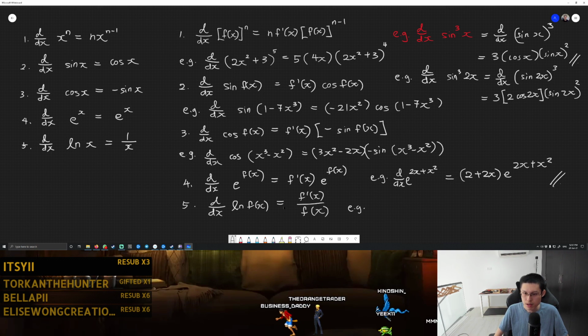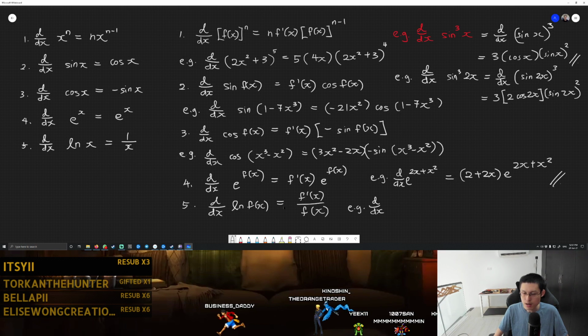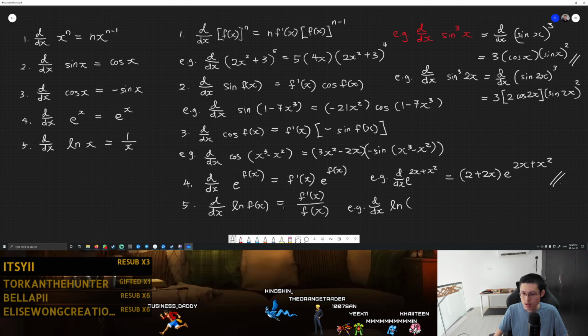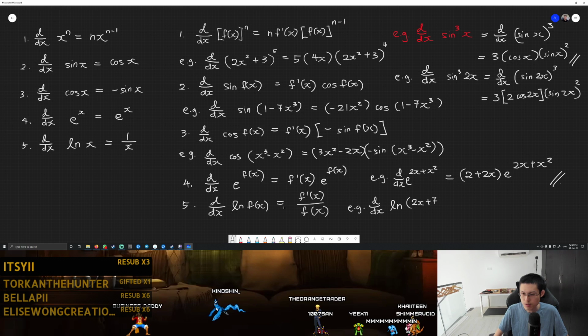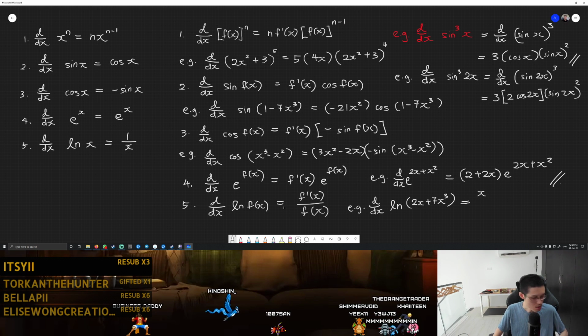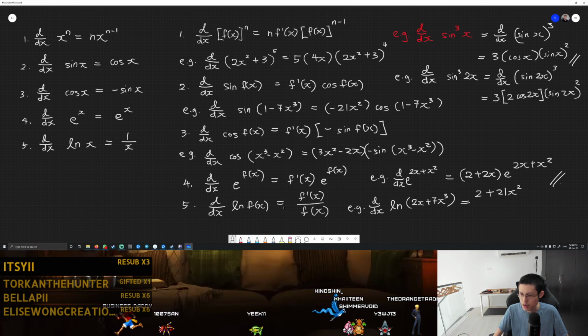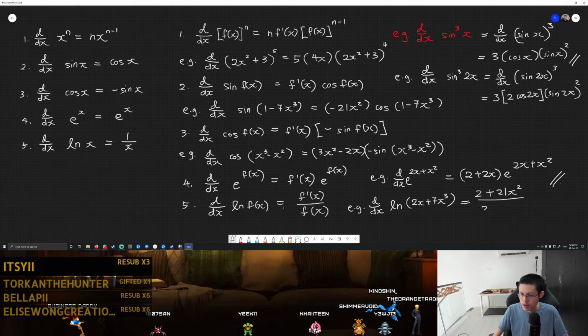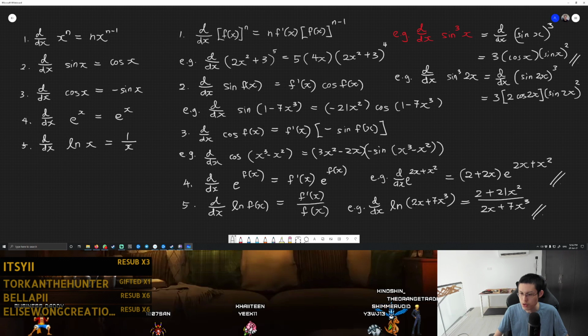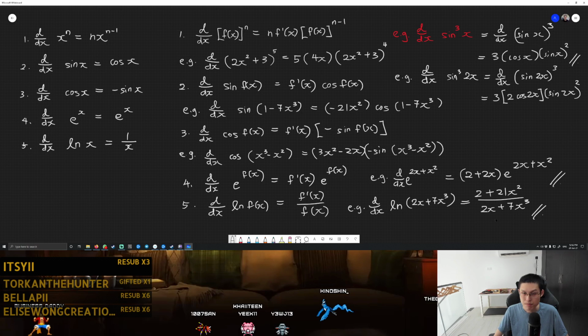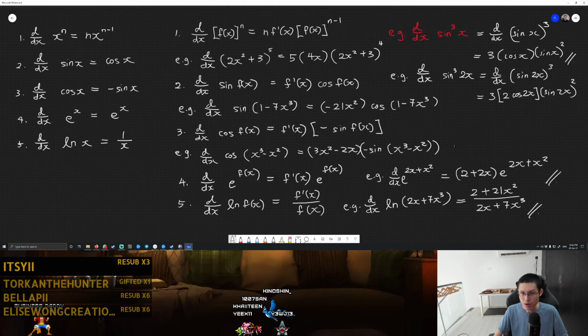So quick example, let's say we differentiate ln of 2x plus 7x cubed. Okay, so you differentiate 2x plus 7x cubed, which is going to give you 2 plus 21x squared, and then you divide that by 2x plus 7x cubed. There, so you differentiate that, put it up here, and then you write the same thing, put it down here. Done. Okay, there we go.